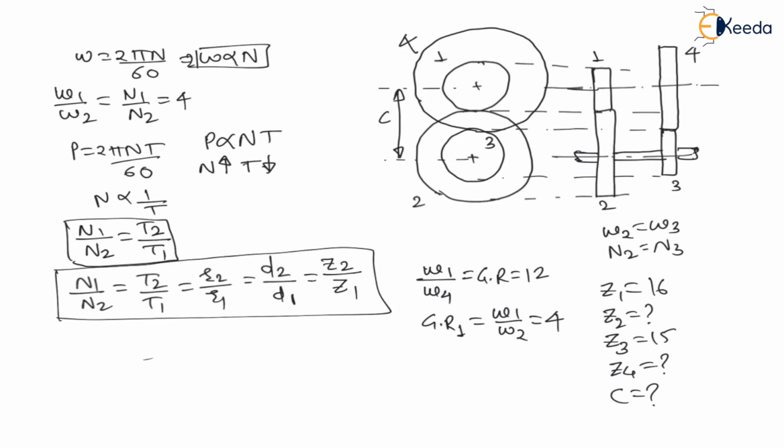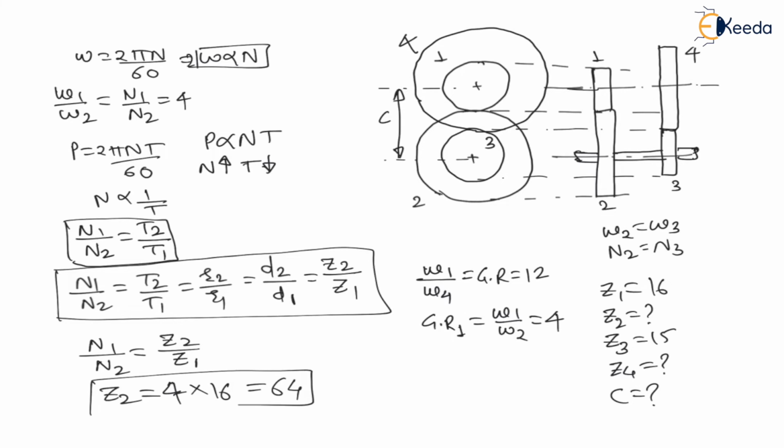Now, therefore, we can write N1 divided by N2 is equal to Z2 divided by Z1. From this, Z2 is equal to N1 divided by N2, which is 4, into Z1. Z1 is given as 16 teeth. Therefore, Z2 is equal to 64 teeth. Number of teeth on second gear are 64.